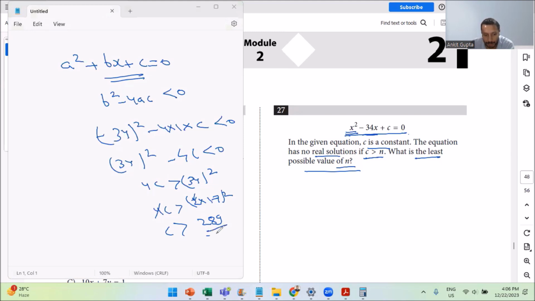That means n has to be minimum 289, because let's say if n was 288, then c could have been, let's say, 288.1 or something, right? Which will be less than 289. That means there will be real solutions in this case. So for the equation to have no real solutions, we need to have c is greater than n, and the minimum value of n will be 289 in this case.